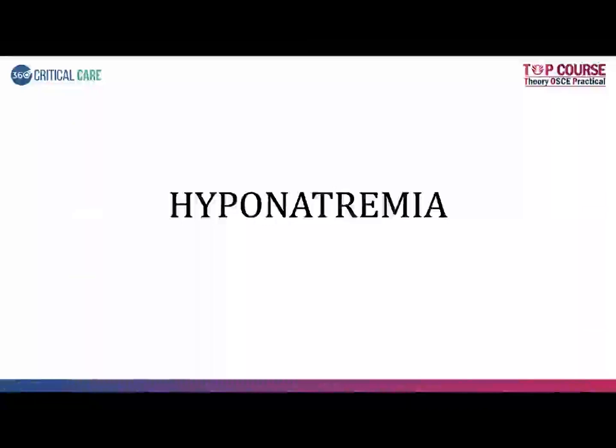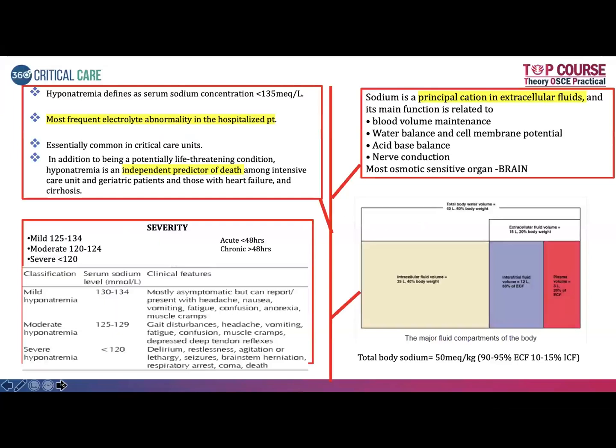So hyponatremia, this is another important topic. Normal levels are 135 to 145. Hyponatremia is defined as a serum sodium concentration that is less than 135 milliequivalents per liter. So this is a very frequent electrolyte abnormality in a hospitalized patient, and it is a very important predictor of death. Okay, and that is very important.